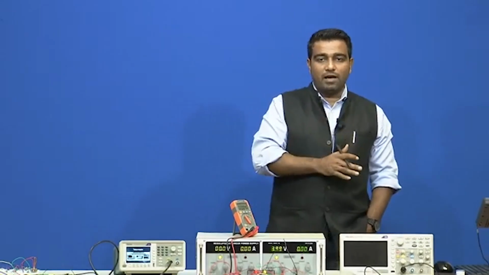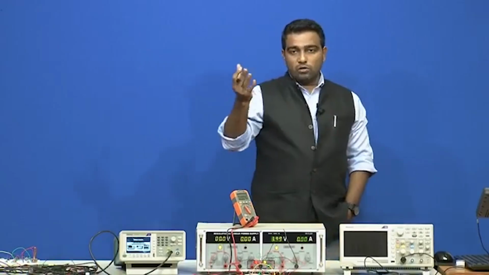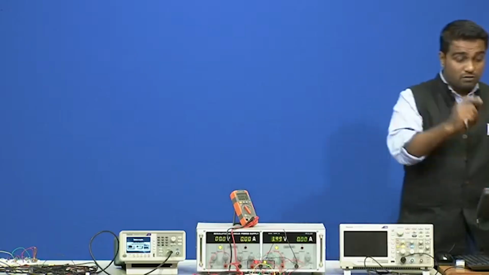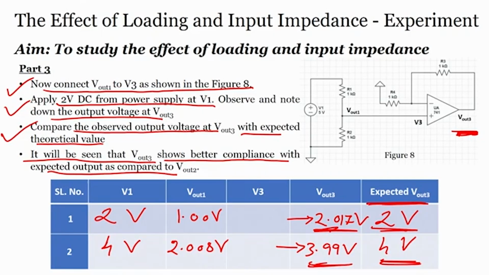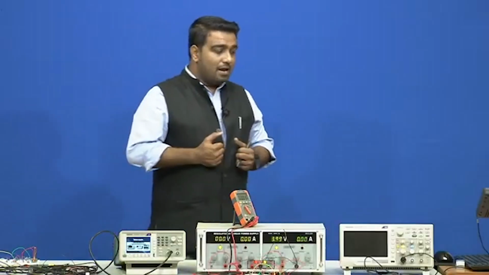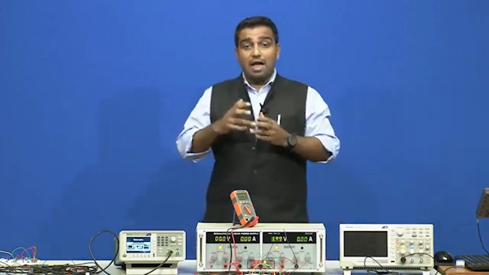In case of inverting amplifier, we can see that the expected output was 4 volts or 2 volts or 10 volts, and the experimental output was half of it or 1/4 of it. That was because of the loading effect. But here, in this particular experiment, if you use non inverting amplifier, the loading effect is not there. So, guys, you have to understand now that if you want to remove the loading effect, what kind of amplifier you have to use. If I use inverting amplifier, I will have a loading effect. If I use non inverting amplifier, I will not have loading effect.